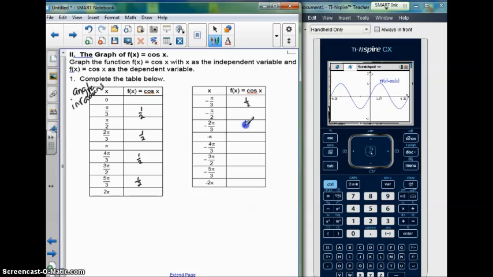We just have to remember that cosine is positive in the first and fourth quadrants and negative in the second and third. So positive, negative, negative, positive. And as we're going the opposite direction, positive, negative, negative, positive.